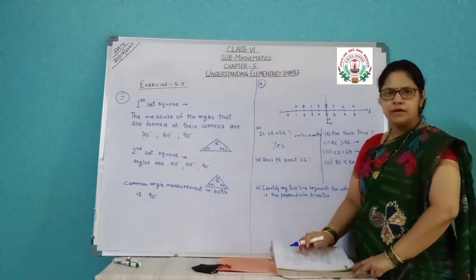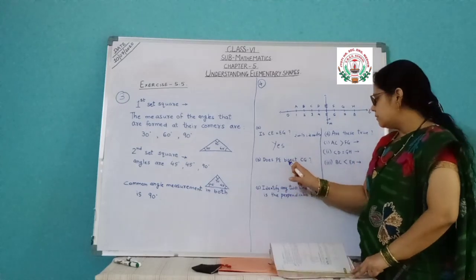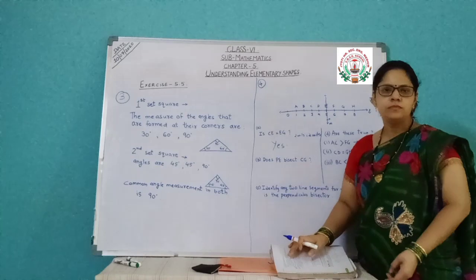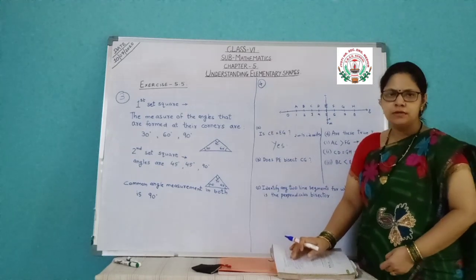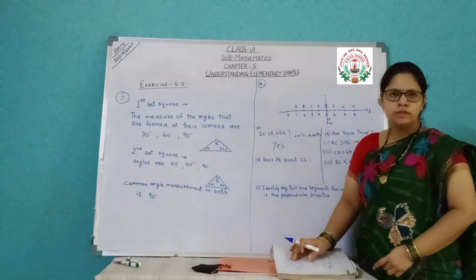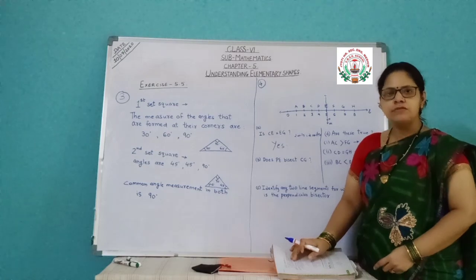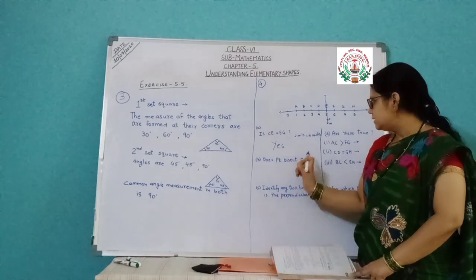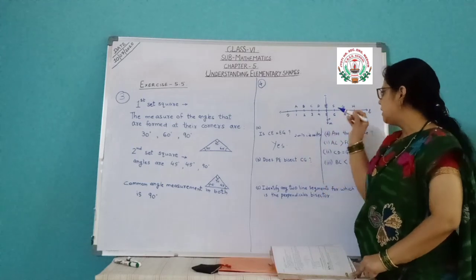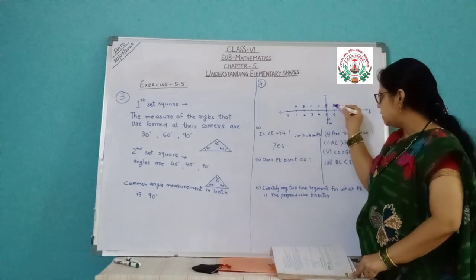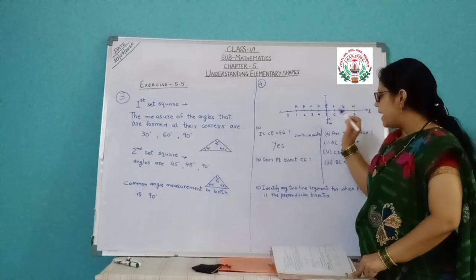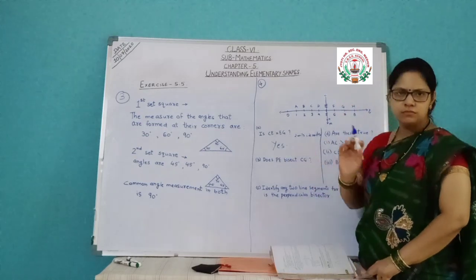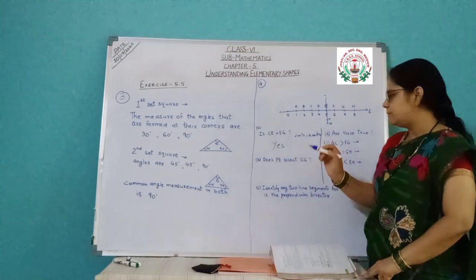Now the second part. Does PE bisect CG? What is the meaning of bisect? Bisect, bi means 2, sect means section. It means dividing into 2 equal parts. So does PE bisect CG? First you find out where is PE. This is the point P, this is E. So this is PE bisect. Bisect means dividing into 2 equal parts.